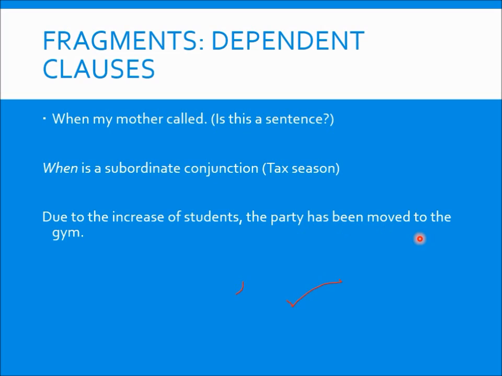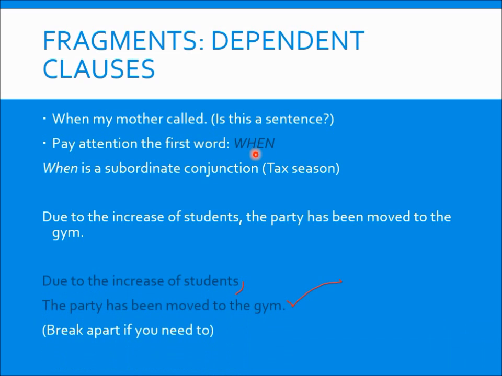Okay, so be very careful that you do not use a subordinate conjunction and go to a period. We use a subordinate conjunction and we go to a comma, and then we add the actual sentence. Right. So just using this example again, pay attention to that first word. If it's a subordinate conjunction, do not go to the period. Okay, if you need to break it apart: due to the increase of students, the party has been moved to the gym.